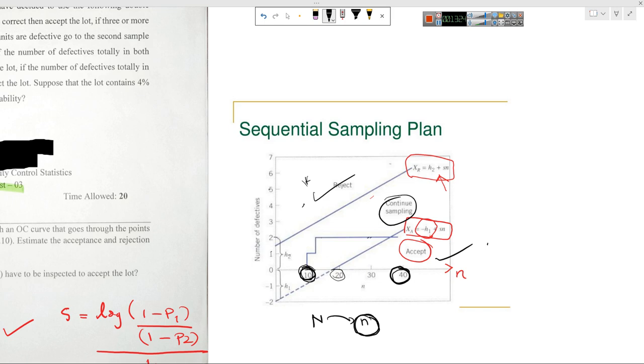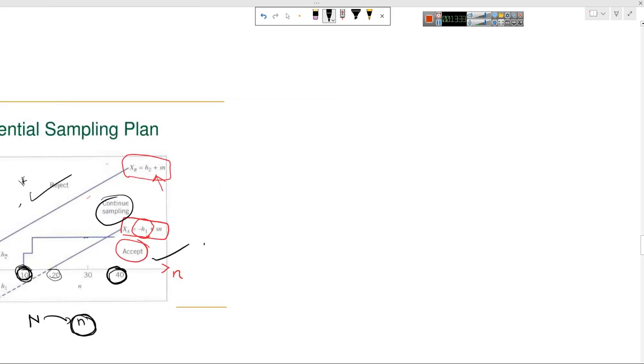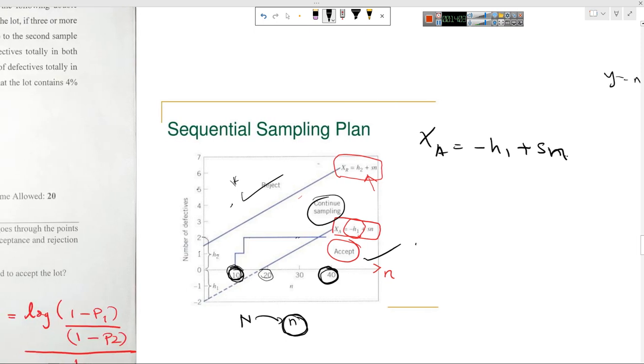Now we have found out all the things. Okay, so we will estimate the acceptance and rejection lines. So for the acceptance line, XA is equal to minus H1 plus SN, right? Then XR, the rejection line equation, is equal to H2 plus SN, right? So S here is nothing but the gradient of the equation. XR is the Y value, right? So Y is equal to mx plus C.